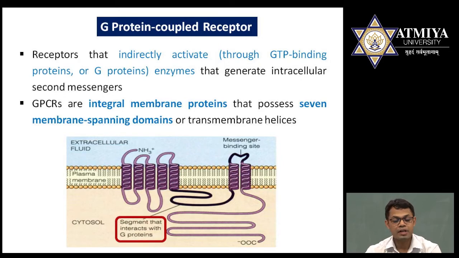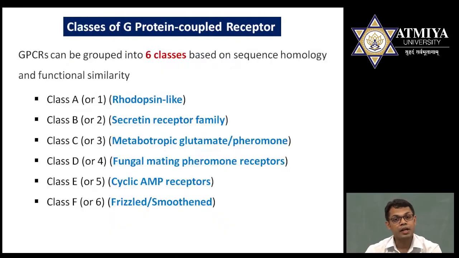And one particular region you can observe in the cytoplasmic region, there is a segment which can bind to the G protein. It means this domain is responsible for binding with the G protein. So overall this complete package is a GPCR, which has 7 passes or 7 transmembrane areas. It has an intracellular domain where G protein can bind.